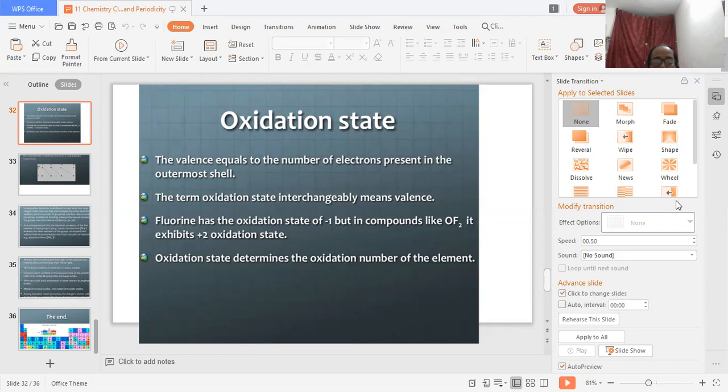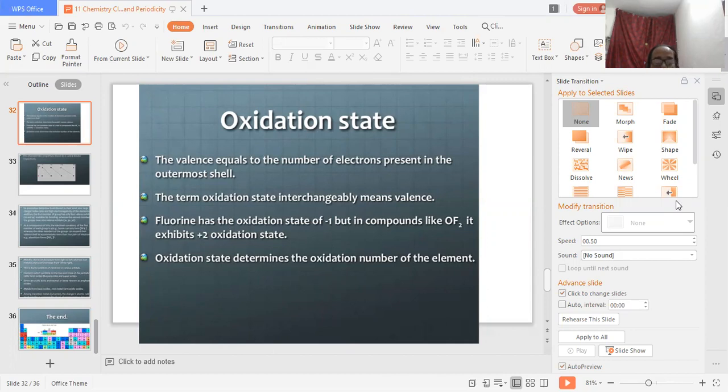For example, chlorine. The atomic number of chlorine is 17, so the number of electrons is also 17. The distribution of electrons is 2, 8, and 7. According to the octet rule, one electron is required to fulfill the outermost shell because the valence electron count of chlorine is 7. When it receives one electron, it fulfills the outermost shell. So the valency of chlorine is 1 and the oxidation state is -1.